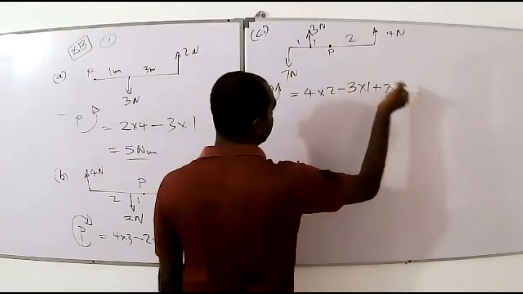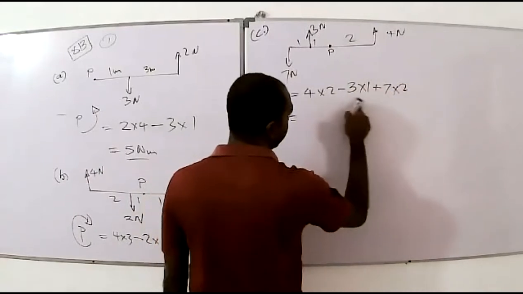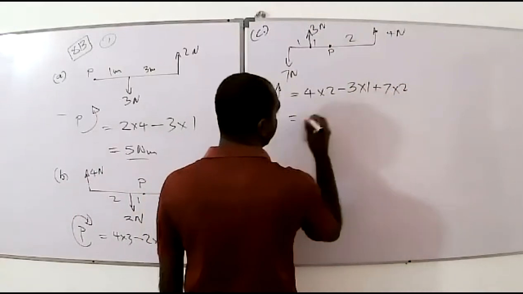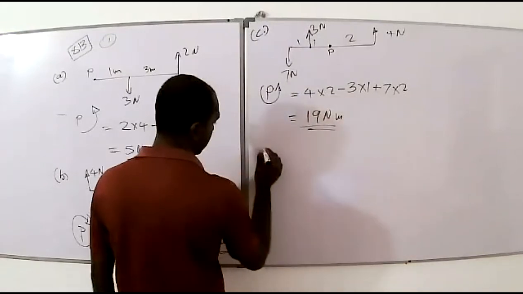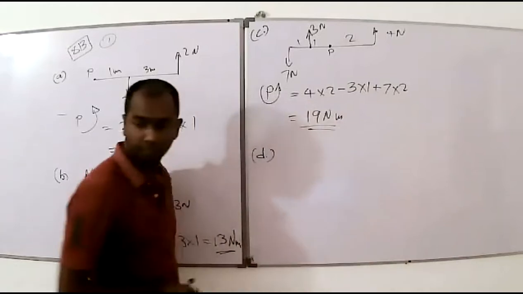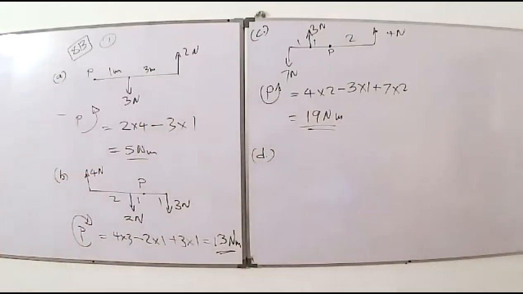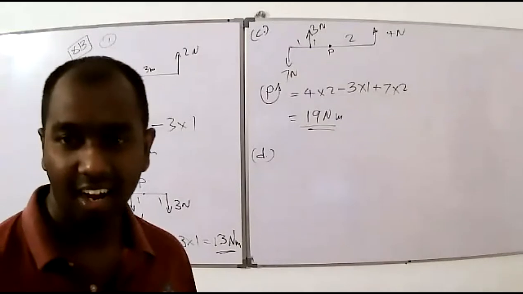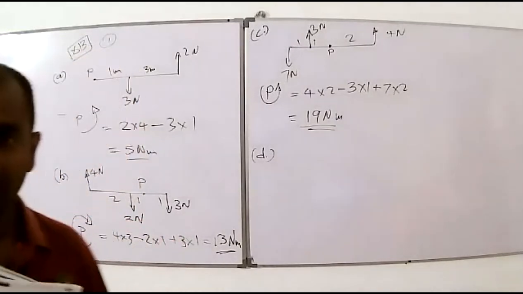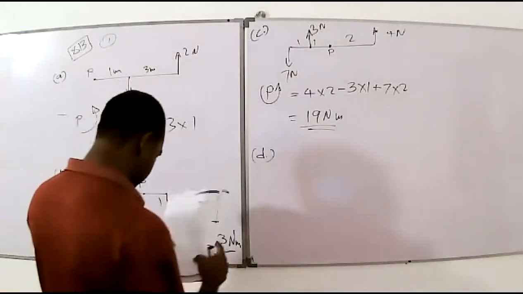7 is in our direction. So 8 minus 35 plus 14, 19 Newton meters. For the rest, I am not going to draw the diagrams. Is it making sense? I think so. How is it, Viranga? Do you get it?